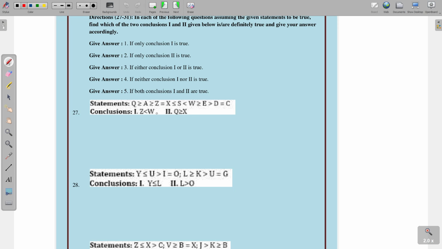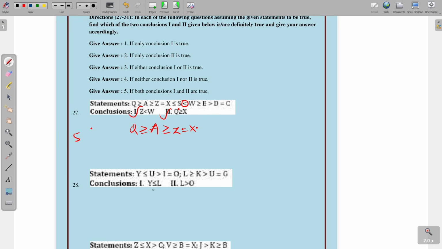Z less than W. So Z here, W here, here we have less than. First one is definitely follows. Q greater than or equal to X. So Q here and X here. So Q less than or equal to, greater than or equal to A, greater than or equal to Z equal to X. Okay. So second one is also follow.